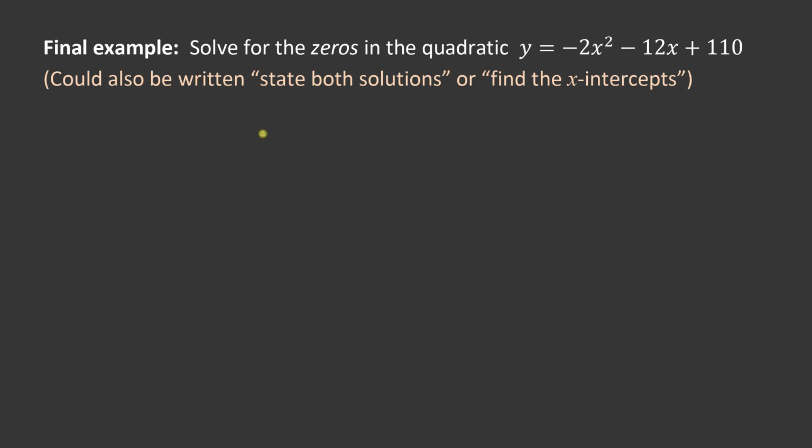In order to solve for the zeros, I need to make the equation equal to 0. So instead of a y, I put a 0. Of course, this could be on the left or the right of your equal sign. It really doesn't matter. In all of my previous examples, my a value was a 1.